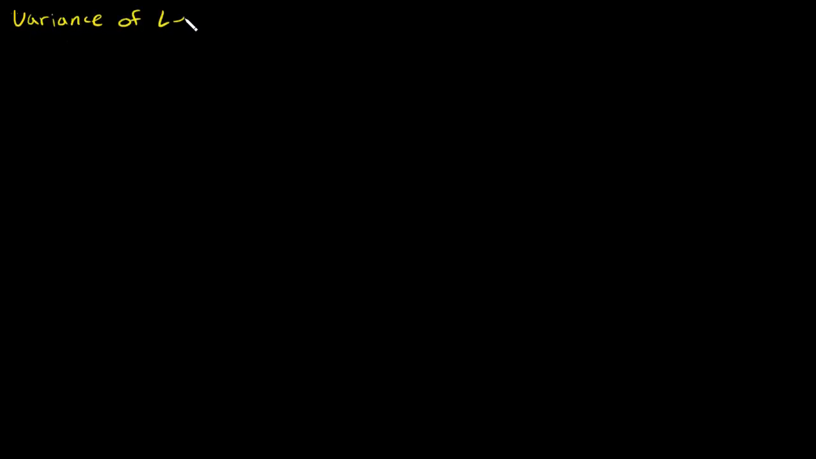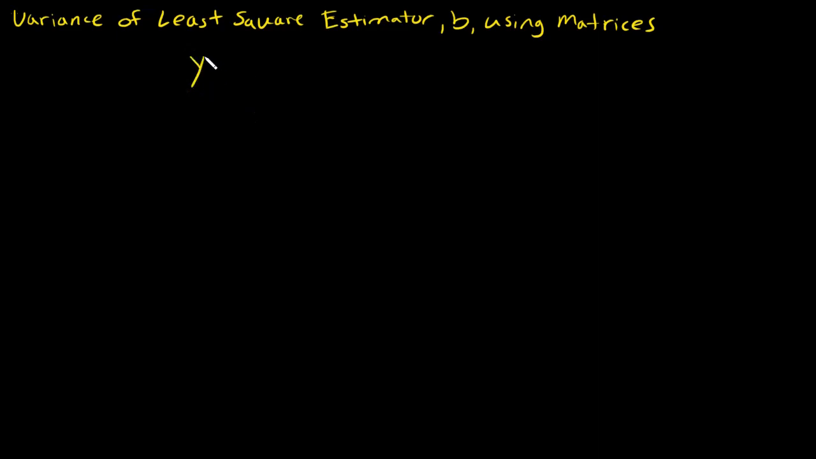Alright, so in this video we're going to derive the variance of our least squares estimator B using matrices. Let's start by recalling what our linear regression model looks like. We have y, which is an n by 1 vector of all of our y's, equals X, our design matrix, times beta, the vector of our model parameters, plus epsilon, the vector of our model error terms.